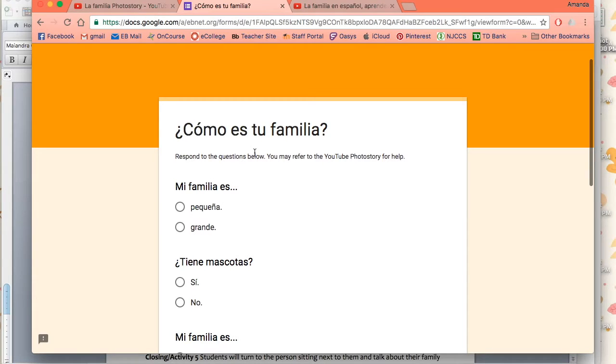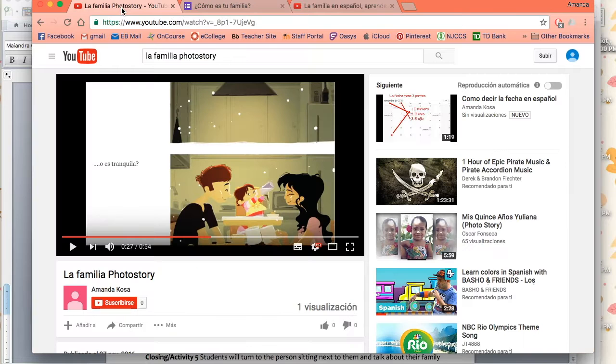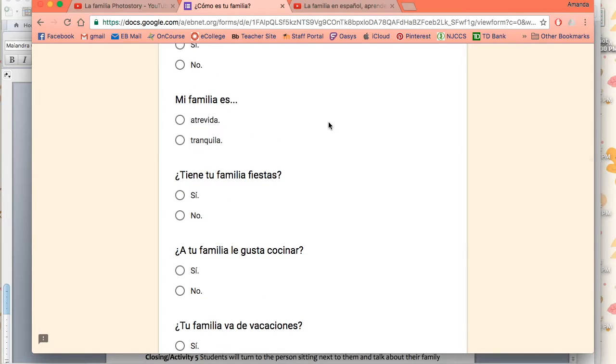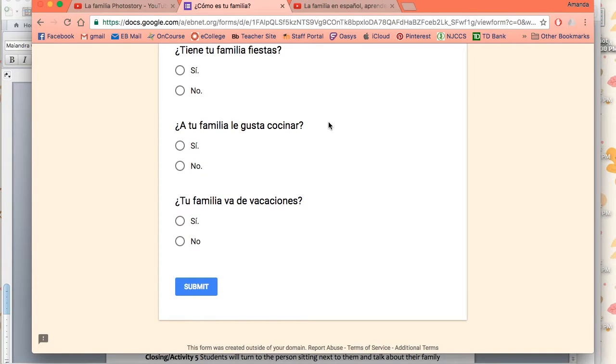And it says up at the directions that the students may refer to the YouTube photo story, so ideally they would have one tab open with the photo story so they can refer back to the photos and see what the vocabulary means, and another tab open with the Google form so they're able to answer these questions. I'm not able to show in live time what these results would be because I don't have a class of students right now doing this unit.